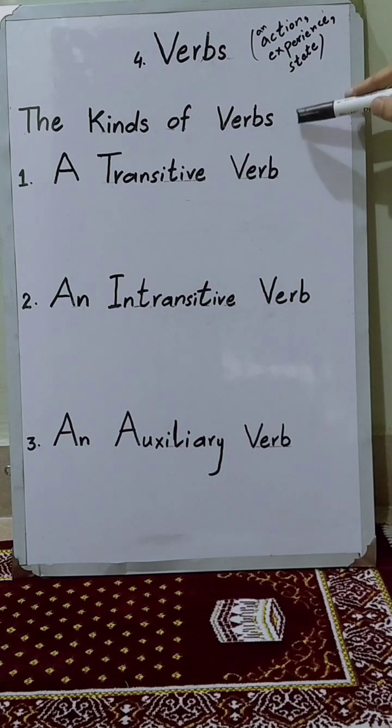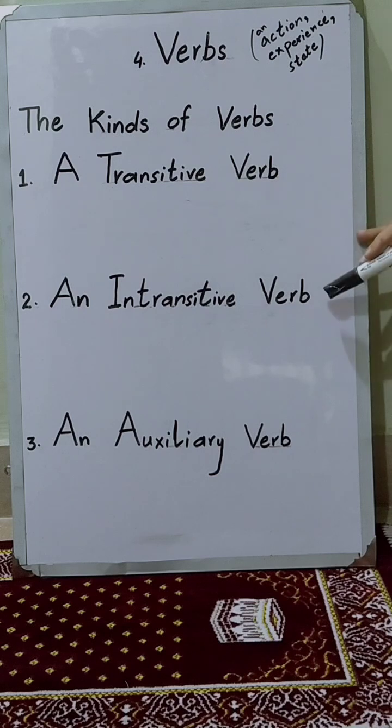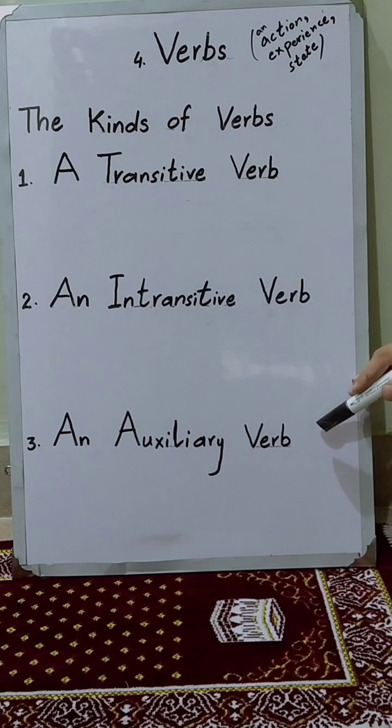Now we discuss the kinds of verbs. There are three kinds of verbs. Number one, a transitive verb. Number two, an intransitive verb. Number three, an auxiliary verb, or the other name of auxiliary verb is the helping verb.